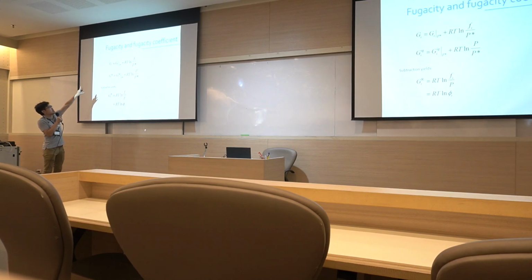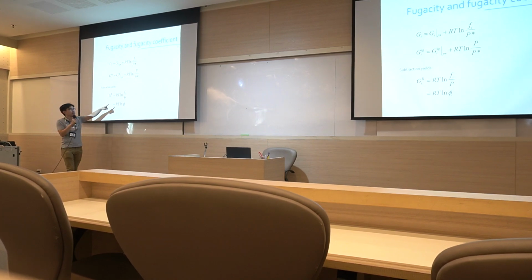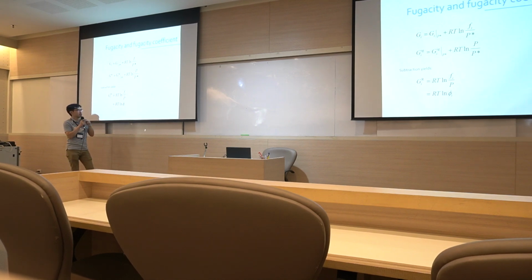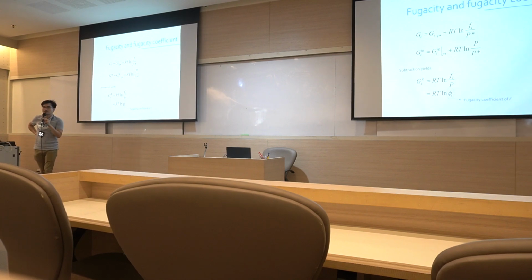The difference on the left-hand side, Gi minus Gi^IG, is basically the residual Gibbs free energy. The right-hand side is just RT log Fi over P. Using the logarithmic function identity, if you subtract one from the other, you get Fi over P. That Fi over P is defined as the fugacity coefficient of component i. That ratio, Fi over P, is the fugacity coefficient.